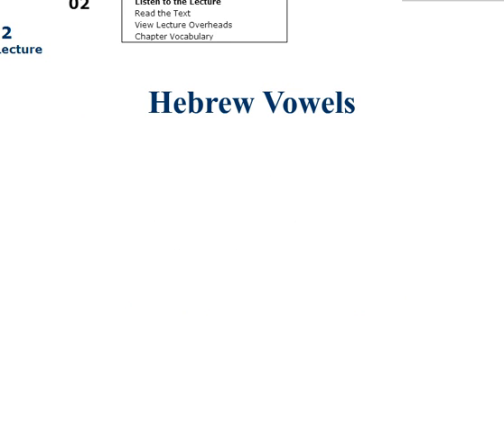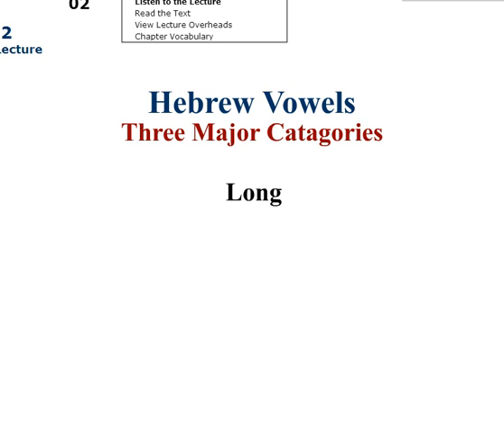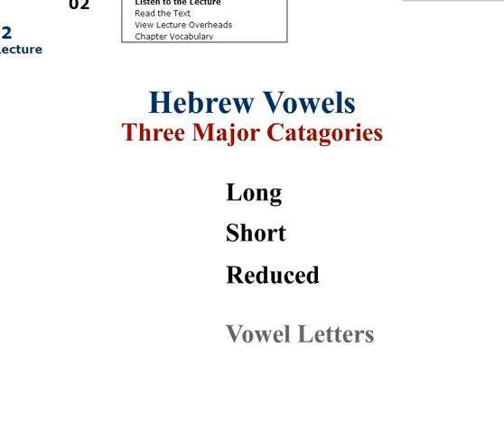We will now study the Hebrew vowels in three major categories: long, short, and reduced. Additionally, we will study what are called Hebrew vowel letters. But first, our focus will be on the long, short, and reduced vowels.